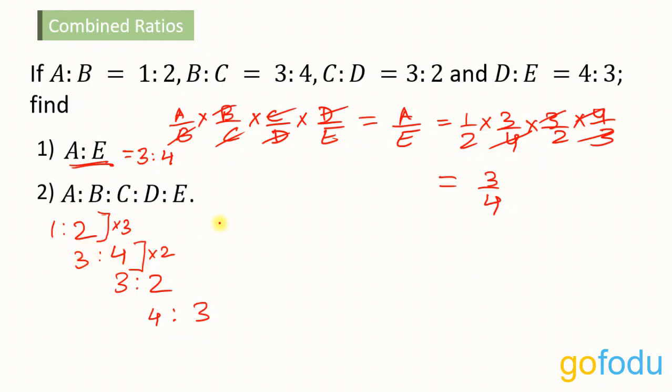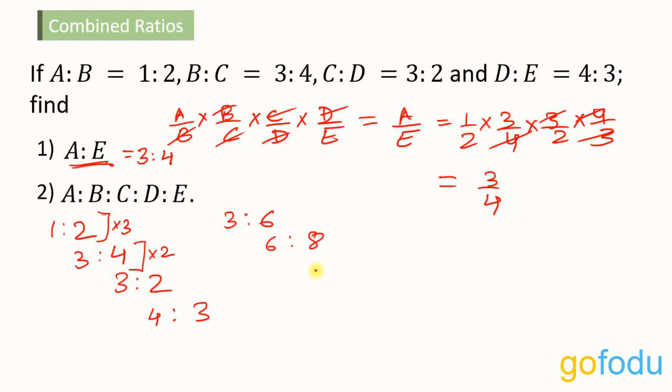So I'll write the ratios again. This is 3 is to 6, 3 multiplied to 1 is to 2. This is 3 is to 6. Then 2 multiplied to 3 is to 4. This is 6 is to 8. Now I can easily club these two ratios as B part is same.